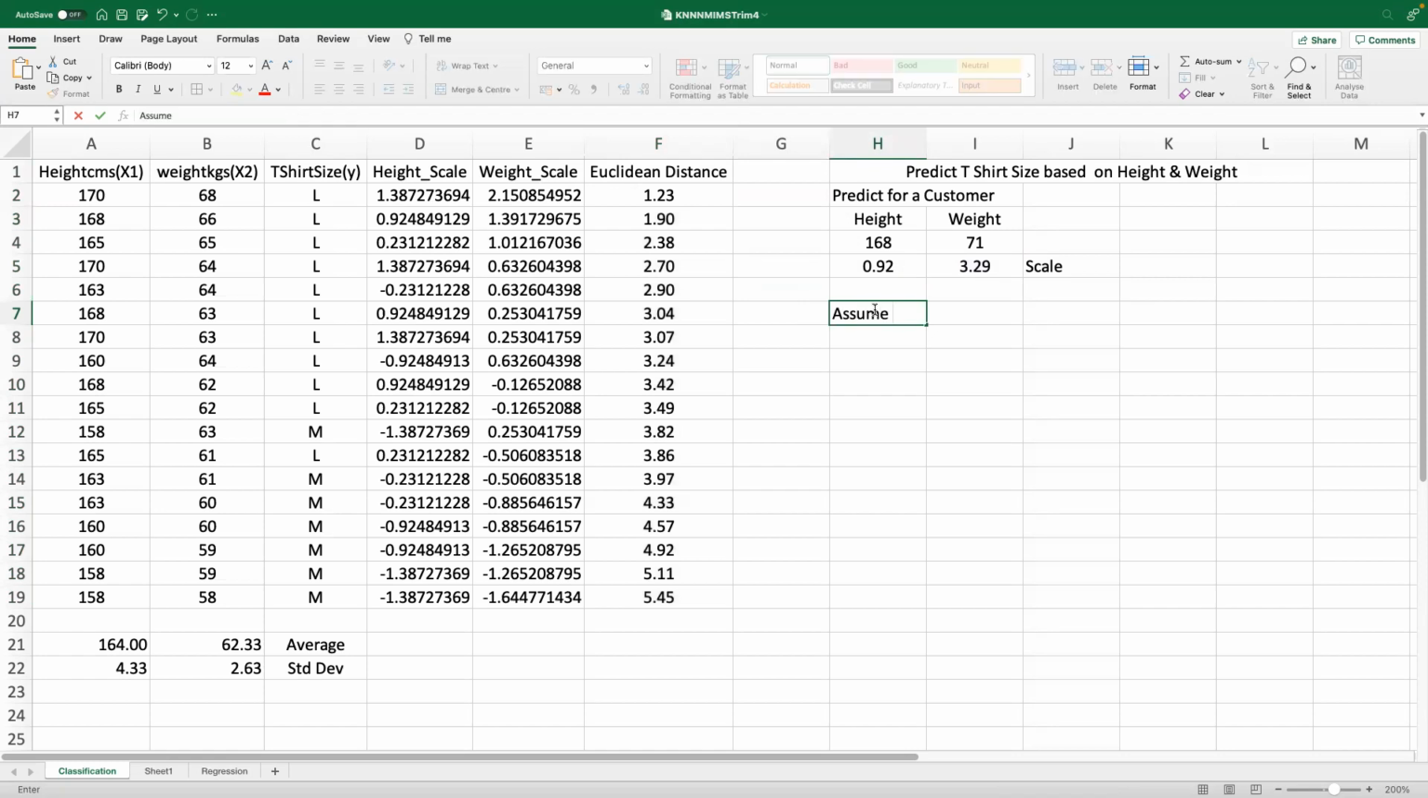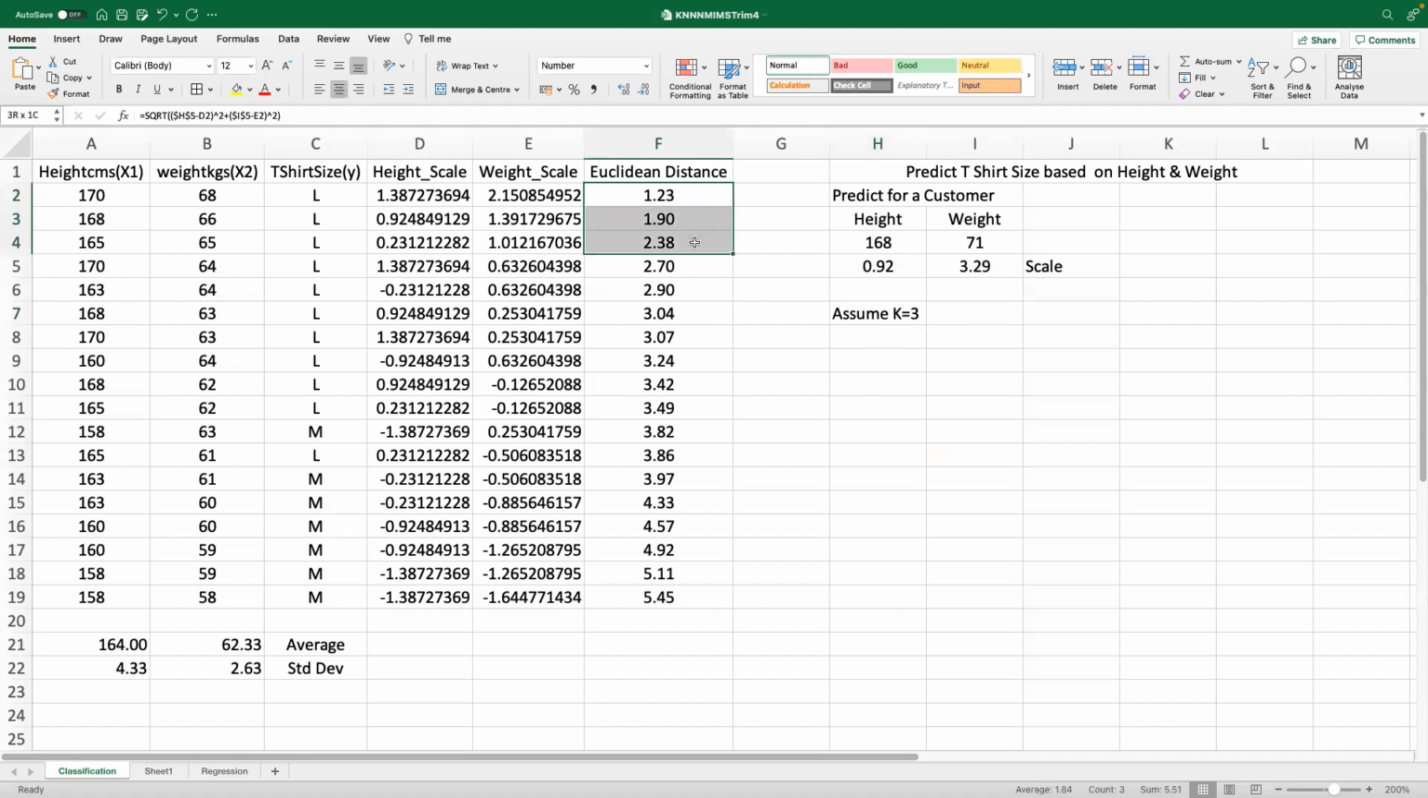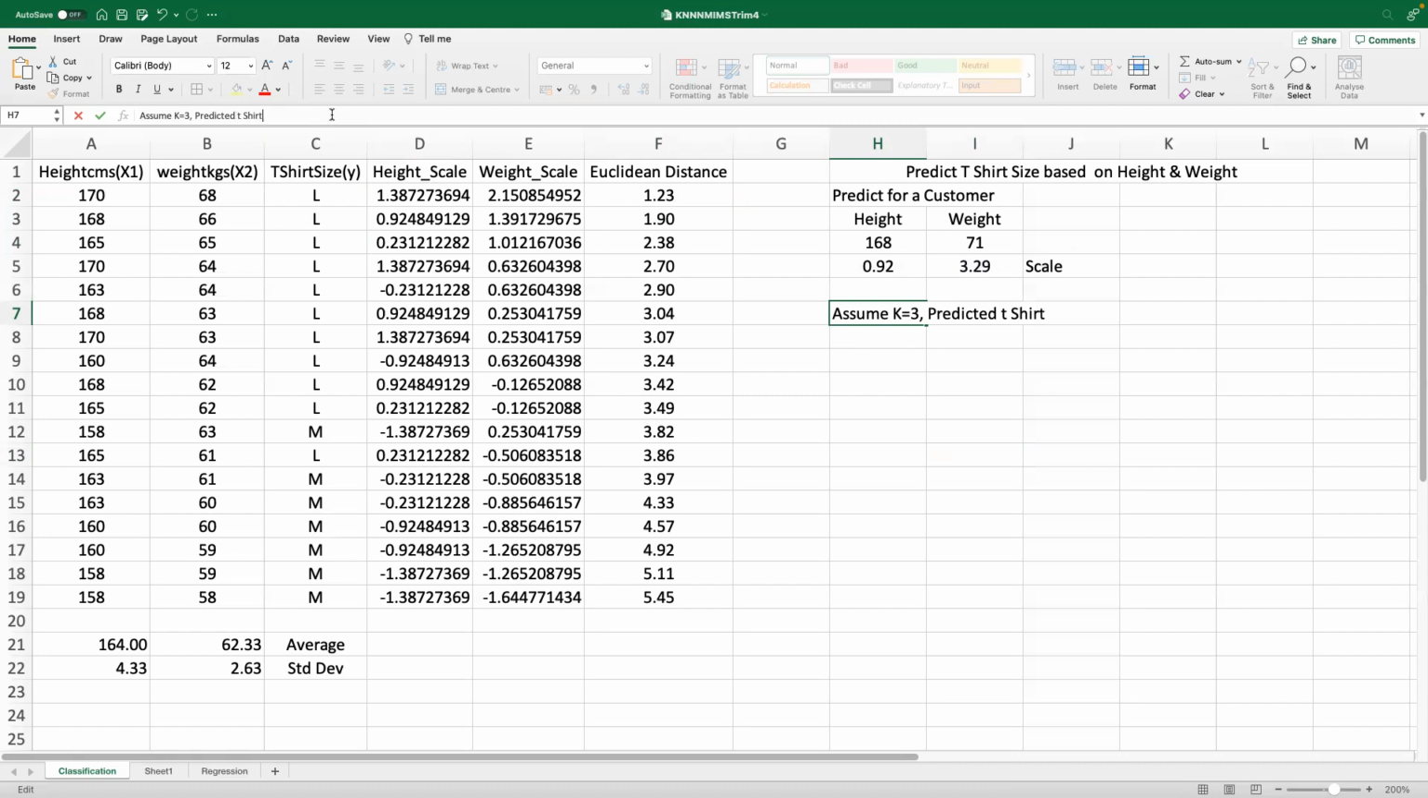Assume k is equal to 3. If you assume k is equal to 3, what are the top three distances? These are the top three distances, right? And what is the size? L. Assume k is equal to 3, predicted t-shirt size is L.